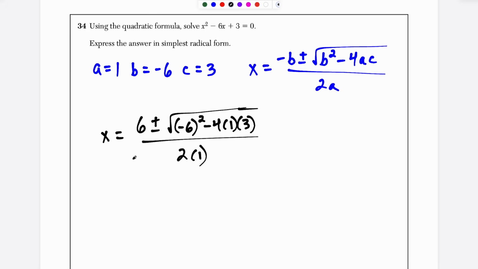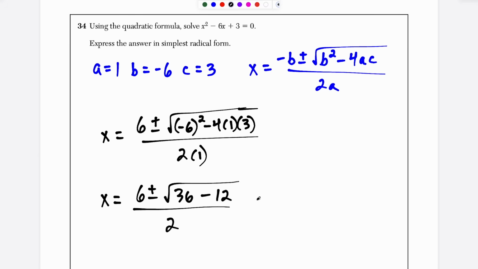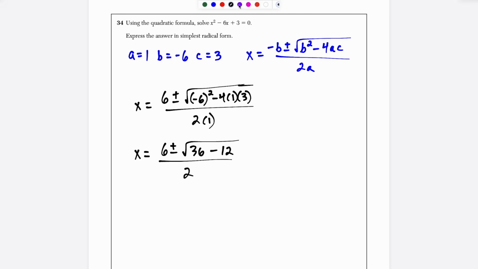So now from here, we just start to simplify this. We get x equals 6 plus or minus, and then we have the square root of, negative 6 to the second power is 36, and then we get minus 4 times 1 times 3 is 12, all over 2 times 1 is 2. So now this will bring us to, in the next line, x equals 6 plus or minus the square root of 36 minus 12 is 24, and we're all over 2.